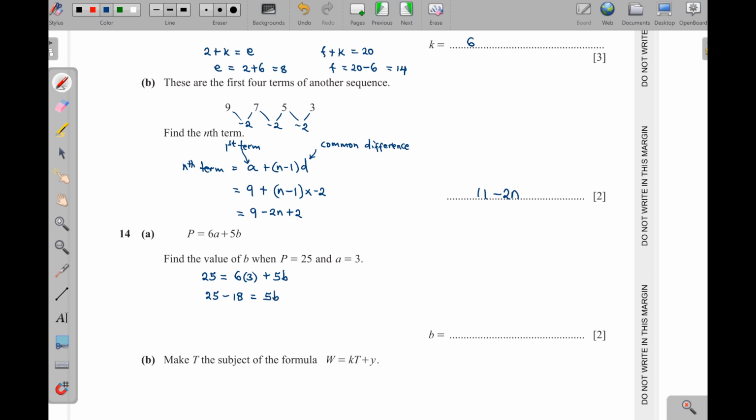And what do we get from here? 25 minus 18, that one will be a 7. 7, okay, is equal to 5B. Then we shall divide all through by 5. And our B becomes 7 over 5, which is the same as 1.4. As simple as that. Then part B, make T the subject of the formula in here.